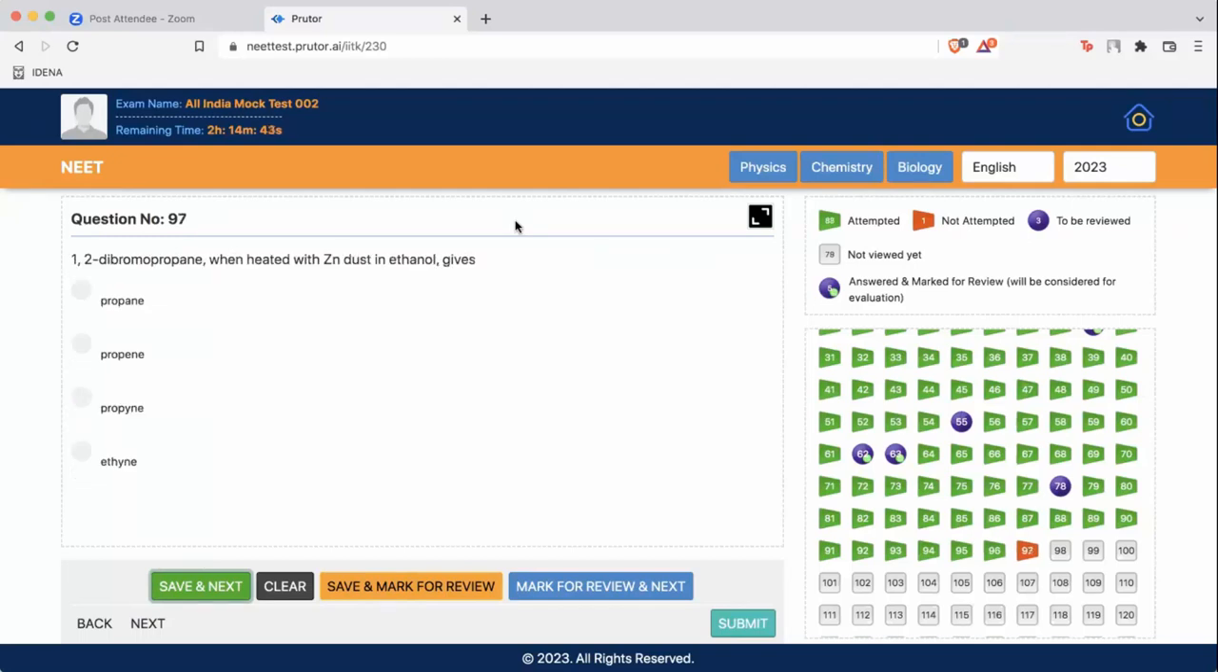1,2-dibromopropane when heated with zinc dust in ethanol will give us propene. Yeah, propene. This is an example of an elimination reaction, E2, I guess. The electrical resistivity of a semiconductor increases with temperature? For conductors, it increases with temperature, whereas for semiconductors, it decreases with temperature.